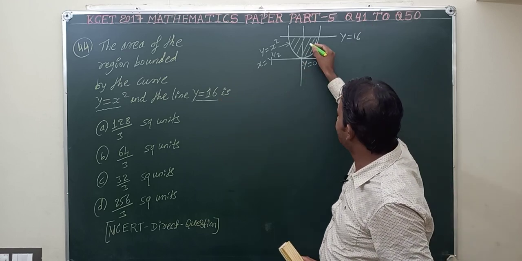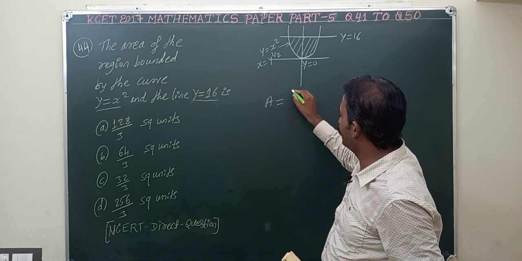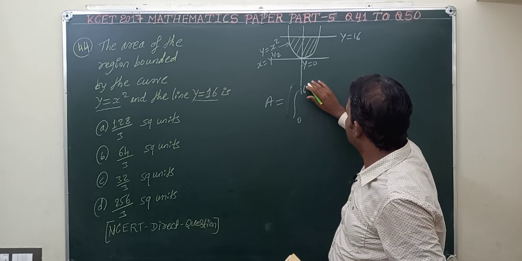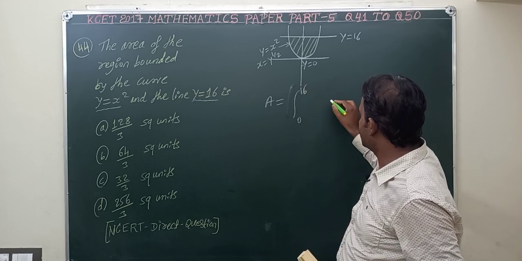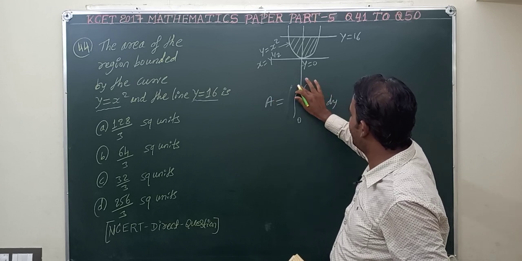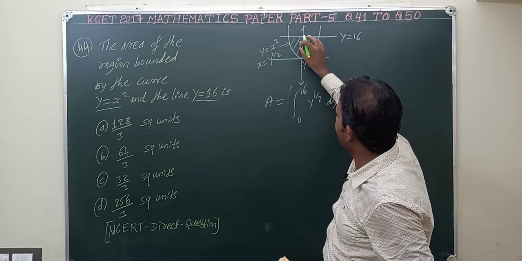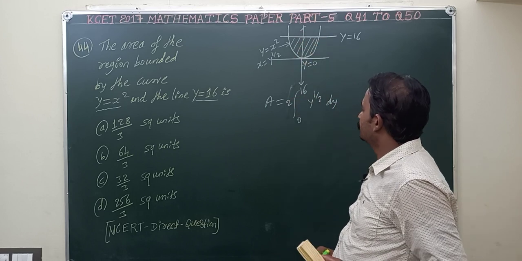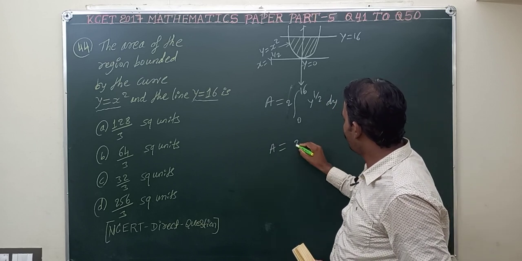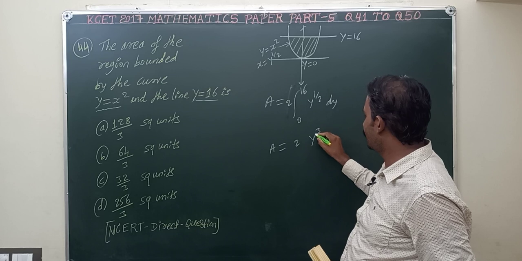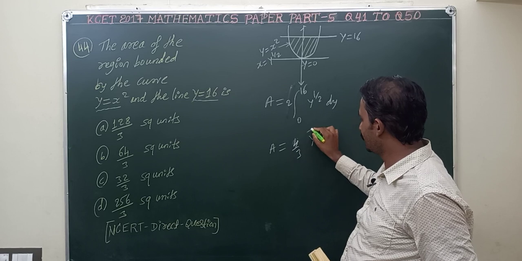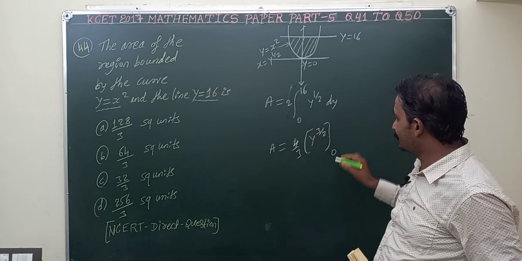So the required area A is equal to the integration from 0 to 16 with respect to y, of x, nothing but y to the power of 1 by 2. This is multiplied by 2 because the other side is also considered. Now integrate this. A is equal to y to the power of 3 by 2 divided by 3 by 2, nothing but 2 into 2 is 4 by 3. So 4 by 3, y to the power of 3 by 2, limit 0 to 16.